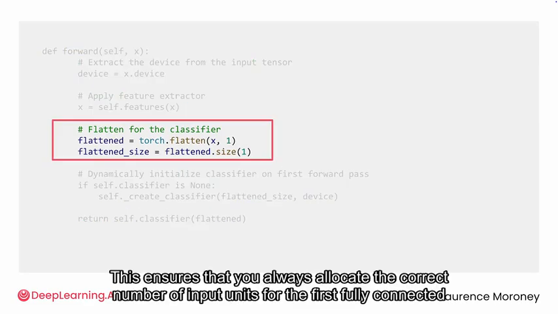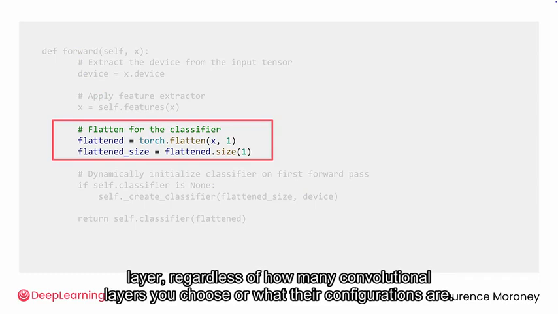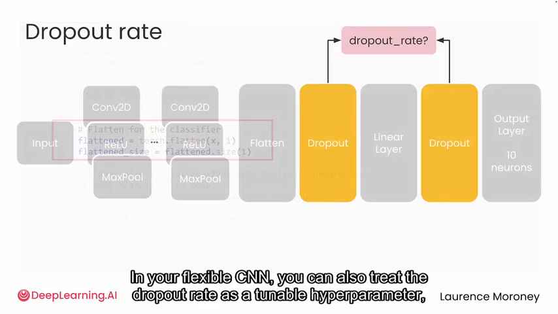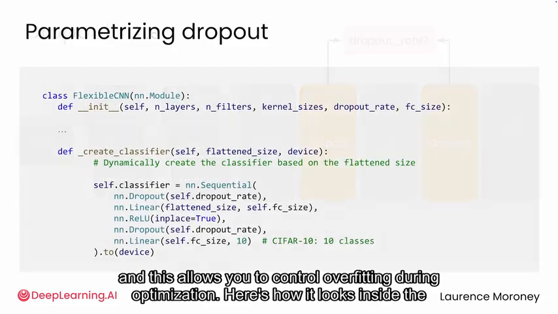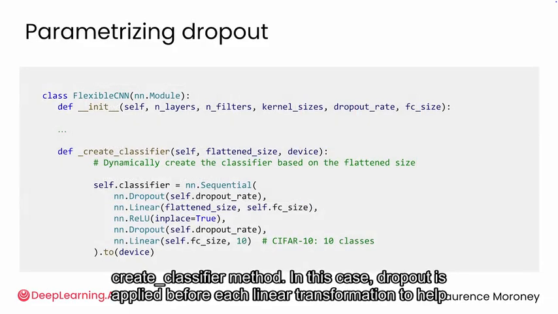This ensures that you always allocate the correct number of input units for the first fully connected layer, regardless of how many convolutional layers you choose or what their configurations are. In your flexible CNN, you can also treat the dropout rate as a tunable hyperparameter, and this allows you to control overfitting during optimization. Here's how it looks inside the create classifier method.